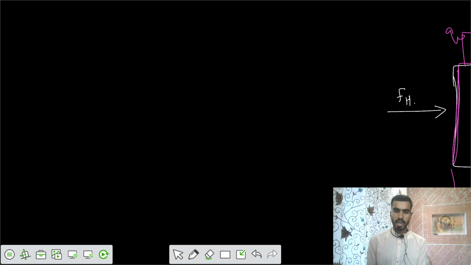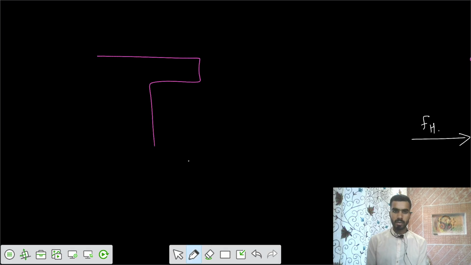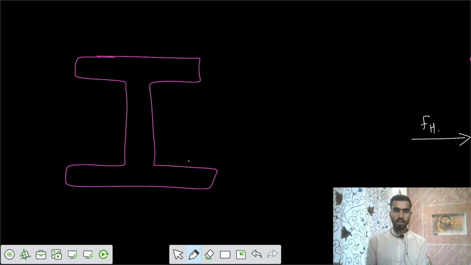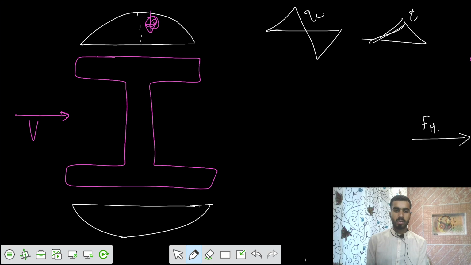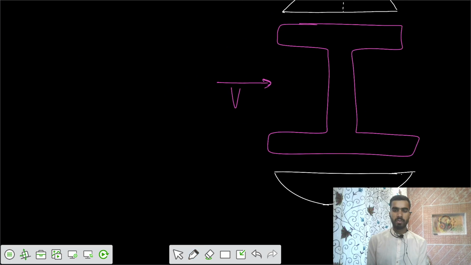If you similarly take that I section, now the load is not in the vertical. Load is in the horizontal, a shear force of V. We say that the shear flow in the flange would not be a triangle. That would not be a linear variation. That would be a parabolic variation that we have already checked. So this is some different aspect of shear flow.